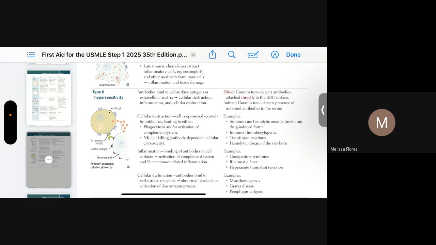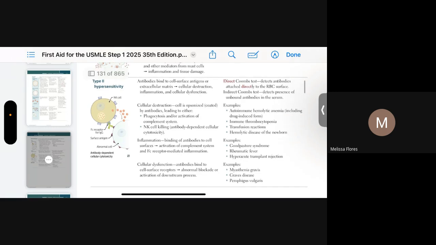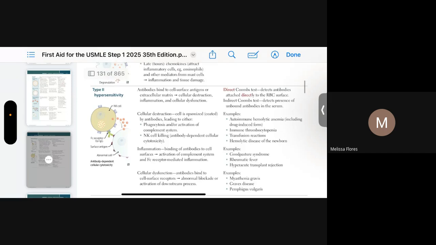Okay, so the complement is going to cause destruction, and it's going to cause inflammation. You guys can see it here. But in type 2 hypersensitivity, it's not only about destruction. That's not always the case, right? Sometimes the antibodies can attach against a receptor, and they can either increase the activity of receptors or decrease the activity of receptors. That's really important to know, right?